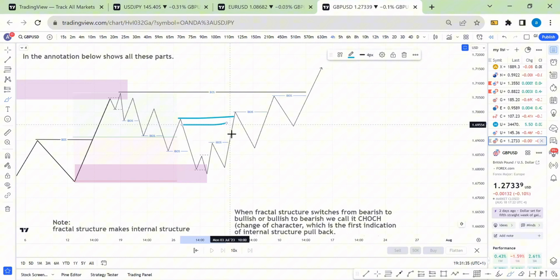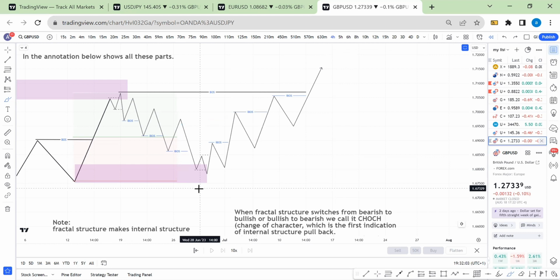Okay, to have a higher probability that this internal supply zone will fail now. I hope this is clear. Now, there are some times that the fractal structure will be very wide, and you can consider it as an internal break of structure. I'll give you a scenario. Our time is really running. So let me show you now how to find fractal structure.